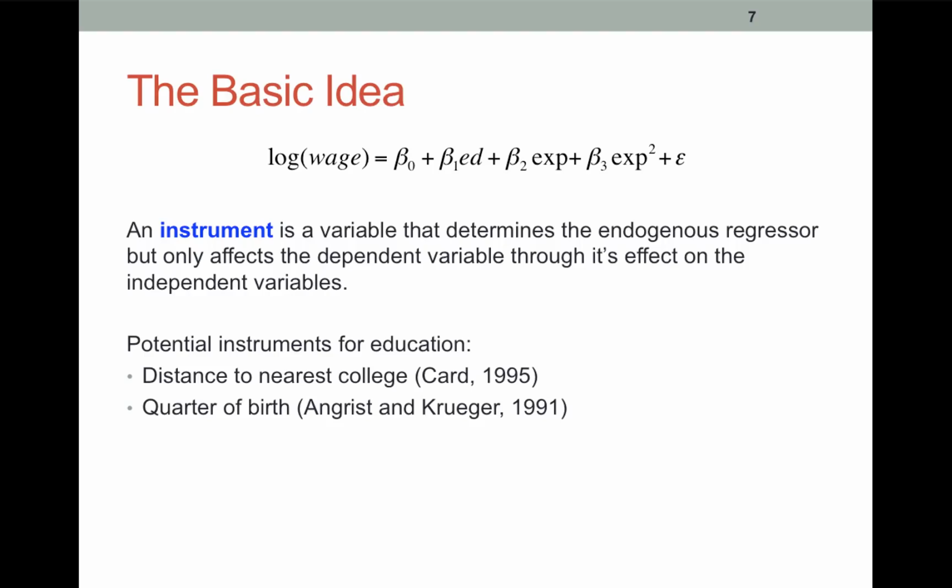Now, an instrument we're going to define as a variable that determines the endogenous regressor. In this case, the endogenous regressor is education. The instrument determines the endogenous regressor, but it only affects the dependent variable through its effect on the independent variables.